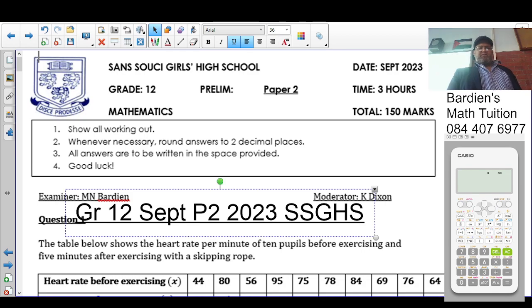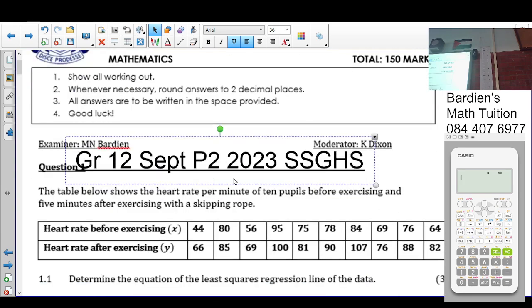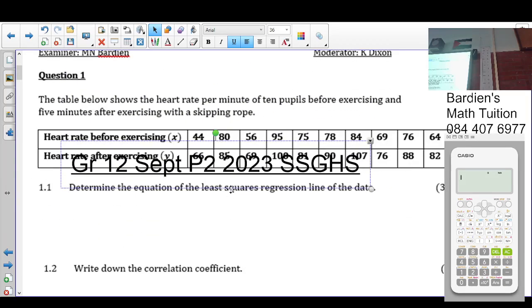Okay, good morning, class. So today we're looking at the prelim paper 2 that you wrote. We're going through these questions. If any problems, please let me know so that I can try and sort out the misunderstanding that we're having with regards to these questions. Okay. So it was a 3-hour paper for 150 marks.